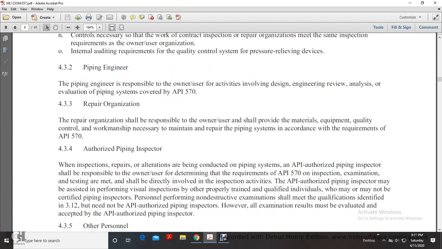The repair organization shall be responsible to the owner and user for providing the materials, equipment, quality control, and workmanship necessary for maintaining and repairing the piping system in accordance with the requirements of API 570. The authorized piping inspector, 4.3.4.